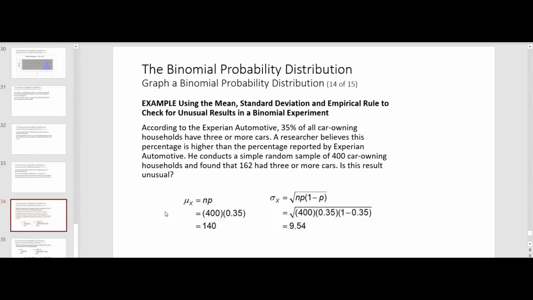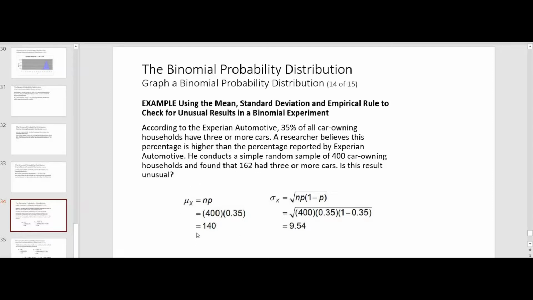Is this result unusual? To find that, we're going to use the empirical rule, and hopefully you still remember how to use it. We're going to compute the 95% of data in the middle, and anything beyond 2 standard deviations or below 2 standard deviations is going to be unusual.